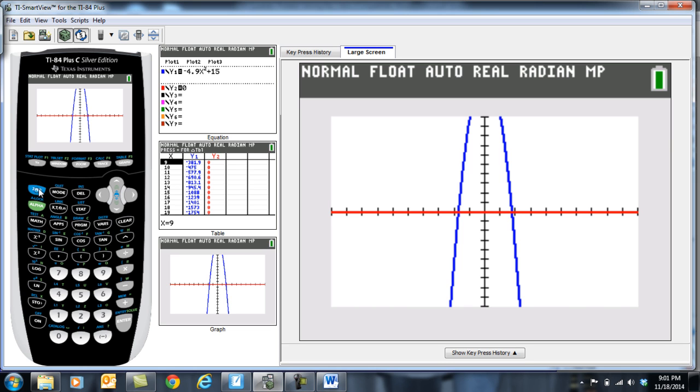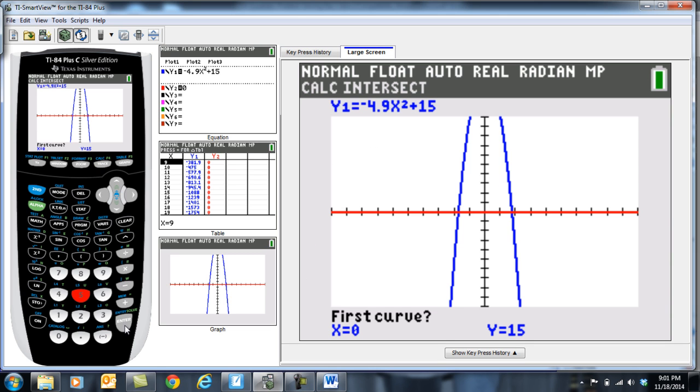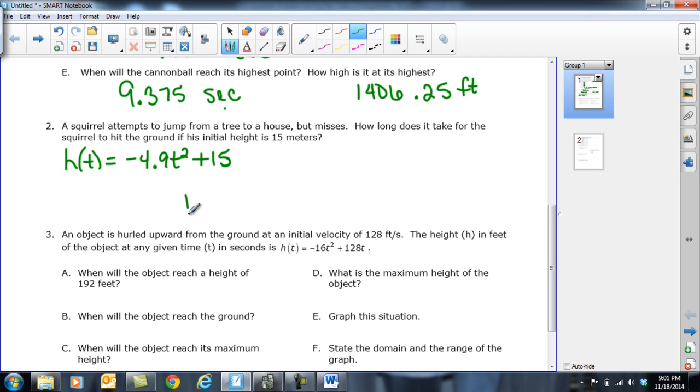So this is an intersection. Second trace. I want to do the intersection. So I'm going to hit enter twice. And then I'm going to take my cursor and I'm going to arrow it to this one on the right so that I can say look over here, and I'm going to hit enter, and it tells me that my intersection is at about 1.75. And I know that said to round to 3 decimal places, so I will. It takes him 1.750 seconds to hit the ground.